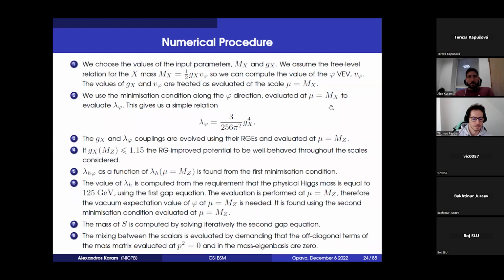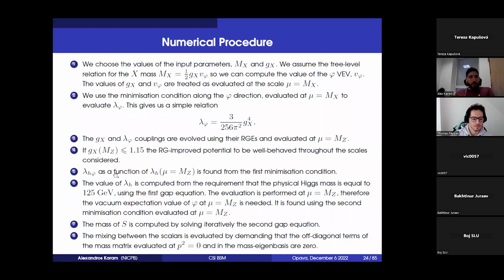Remember that mx is typically much heavier than mz. Also, we impose this condition at mz, namely that the value of gx is smaller than 1.15, so that the RG improved potential is well behaved throughout the scales we consider. Otherwise, we will have Landau poles, and it will be bad.